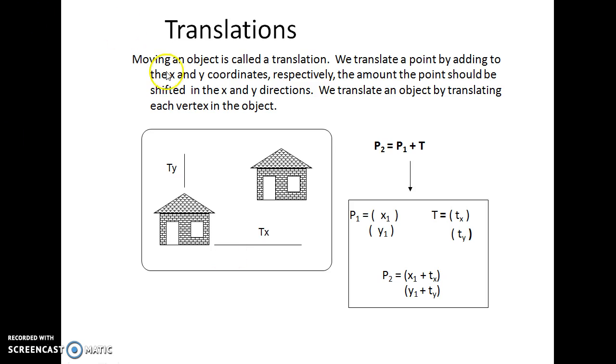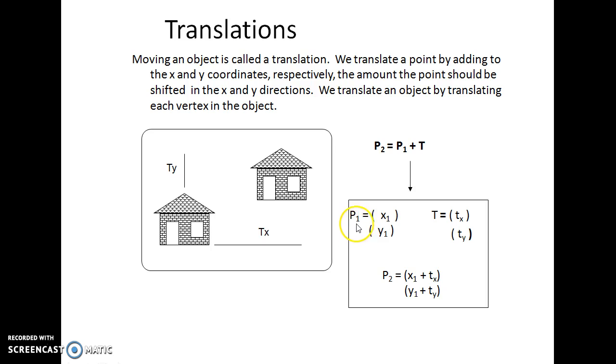Let's take one example over here. Here is the tx and ty. There is one object shown over here. This is the main object, that is the starting object. Now we want to translate it in the tx direction and ty direction by some unit. Now here we see the matrix equation, P2 is equal to P1 plus T. What is meant by P2? P2 is your transformed matrix, P1 is your original matrix and T is your translation matrix.